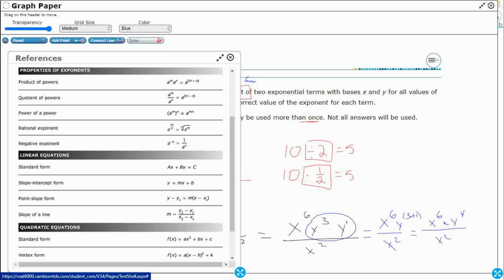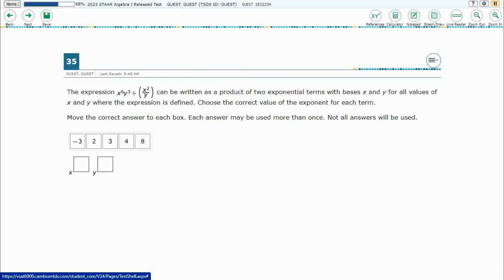Now, we've got a division of powers, the x's, and you just end up subtracting them. So I'm going to subtract these two. That's going to end up being x to the 4th, y to the 4th, because that x to the 6th over x to the 2, we're just going to end up putting 4th in both of these, and that's our answer.